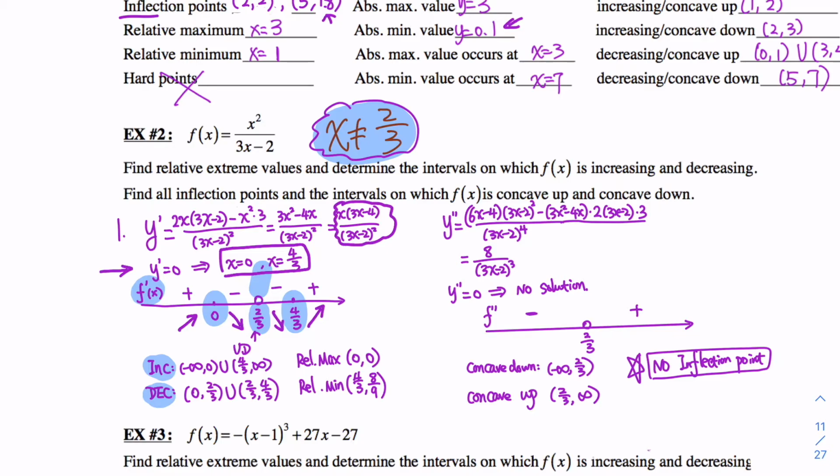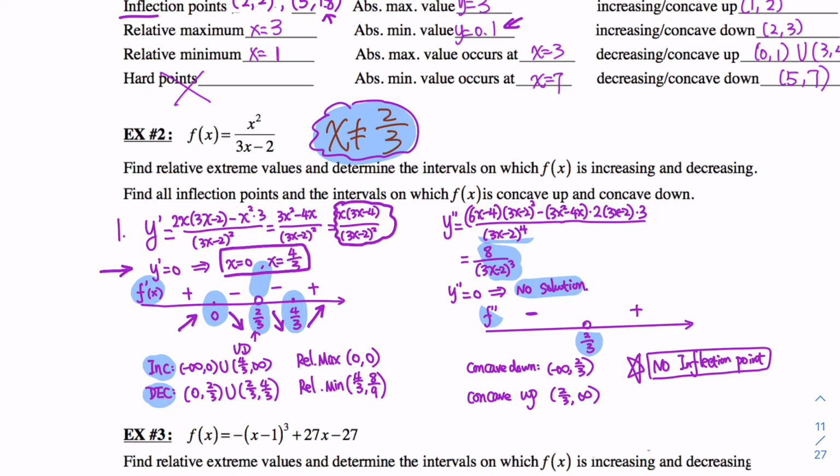For the inflection points and the concavity, we take the second derivative. Here we have the fourth power in the denominator, and then I simplify. The second derivative equals 0 has no solution here. That means we don't have any inflection point. However, when we sketch the number line, we also need to include the point 2 over 3 there, because that's where the function is not defined.